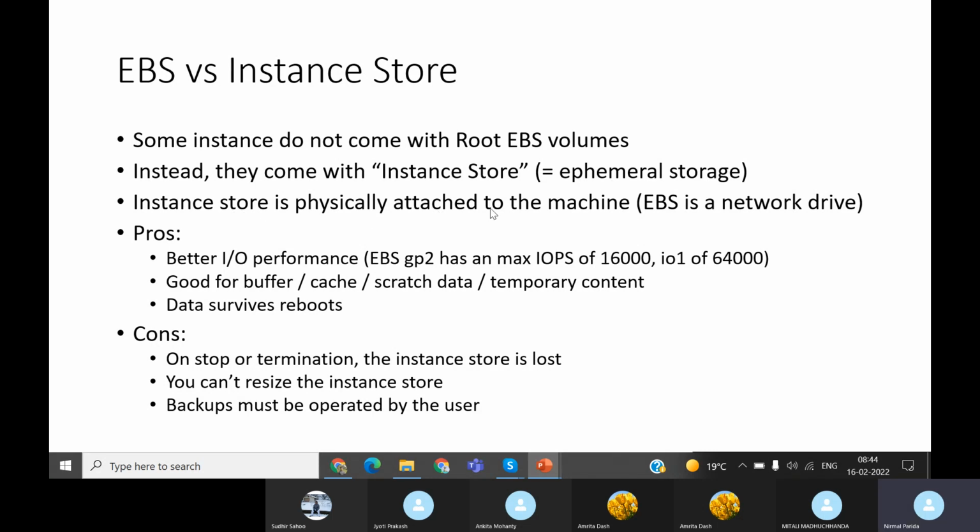Instance store is physically attached to the machine, whereas EBS is a network drive. This is the main difference. Your instance store is attached to your physical host, but EBS is a network drive.